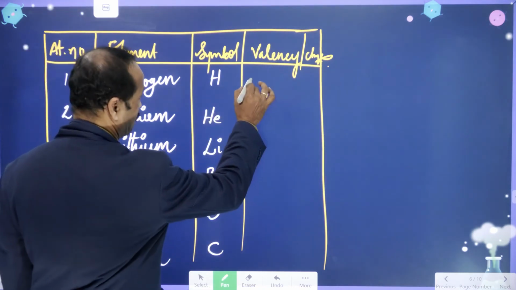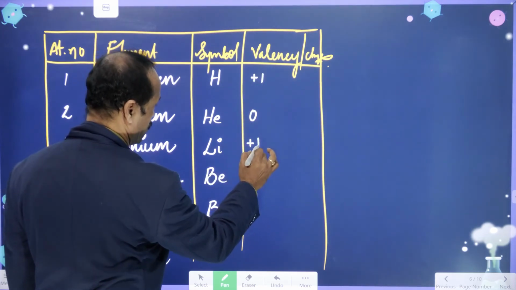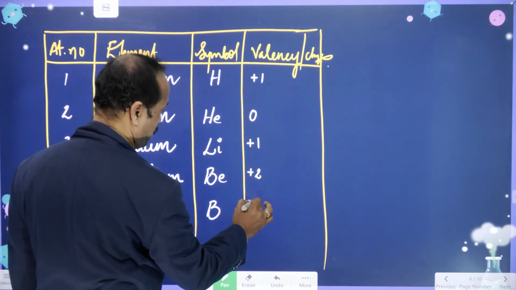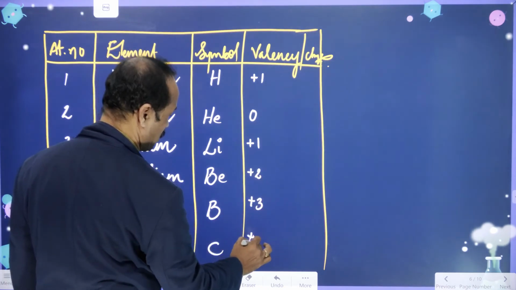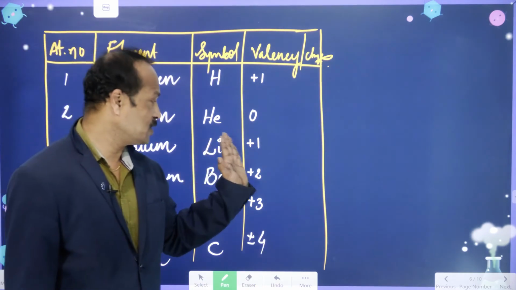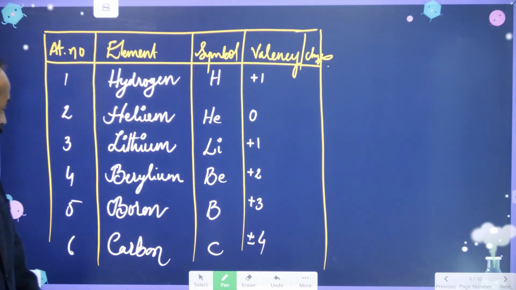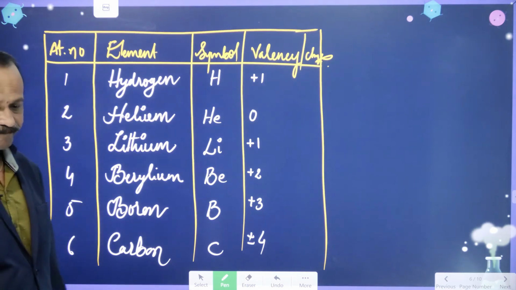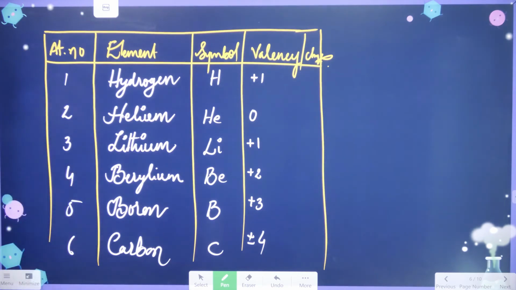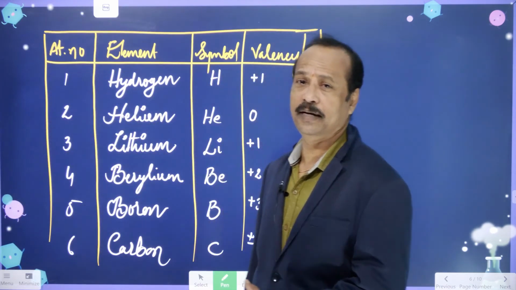Now, valency or charge: +1, 0, +1, +2, +3, plus or minus 4. Here, charges you just remember, but you need not use the charges, only write the numbers. So till here you read, you write now. Hydrogen, helium, lithium, beryllium, boron, carbon. See, as many times as you read, you will get it. So always you have to read.